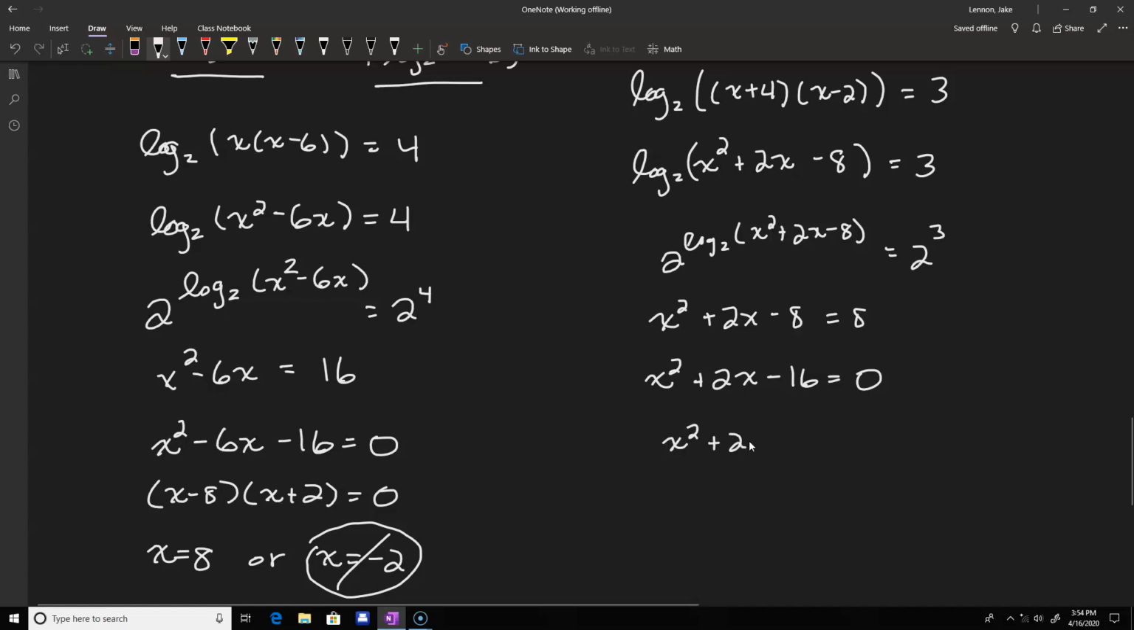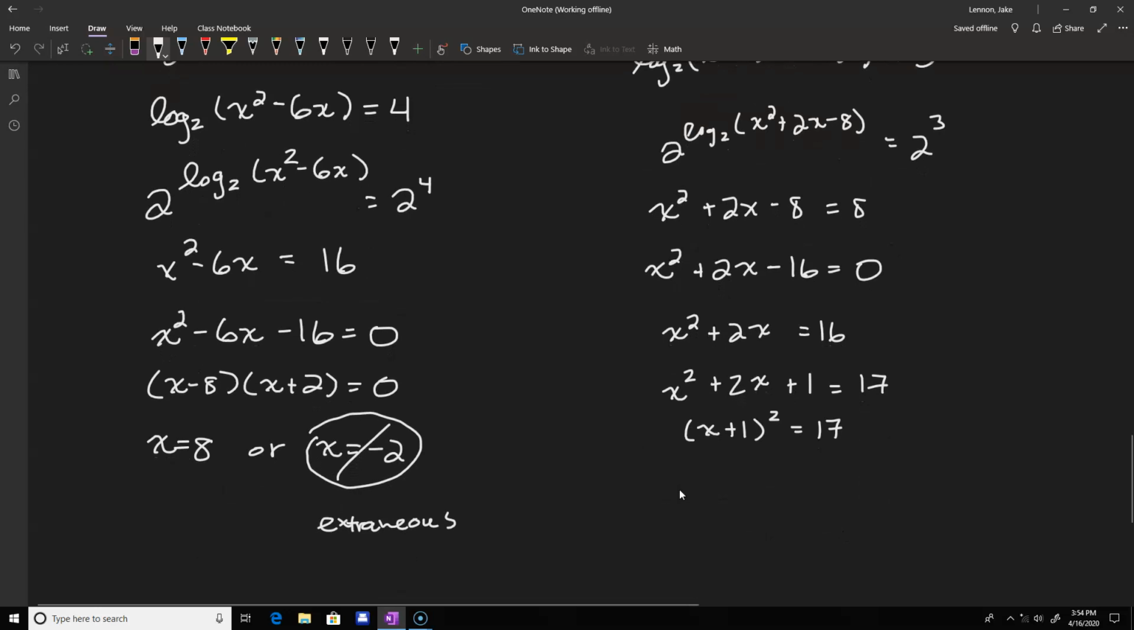So x squared plus 2x equals 16, and then add half of 2 squared to both sides, so we get x squared plus 2x plus 1. 16 plus 1 is 17, so we get x plus 1 quantity squared equals 17. So x plus 1 is going to equal plus or minus the square root of 17, which means x is minus 1 plus or minus the square root of 17.